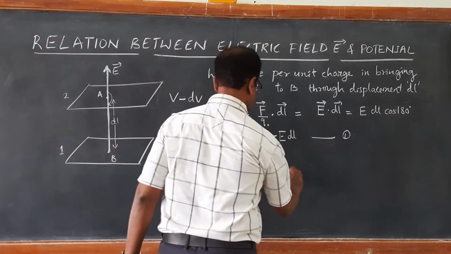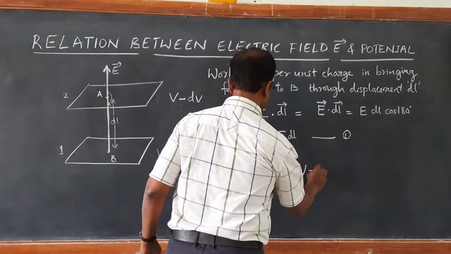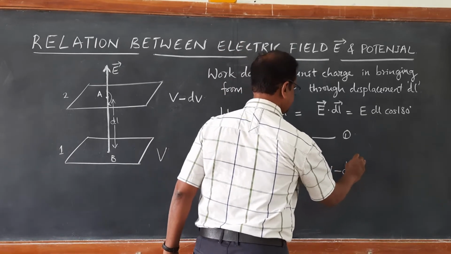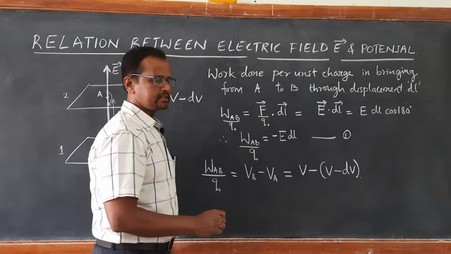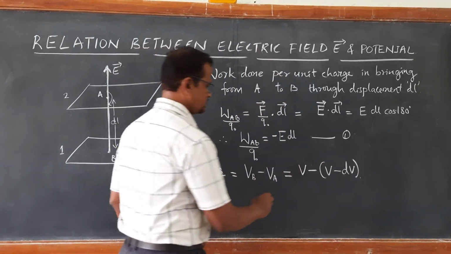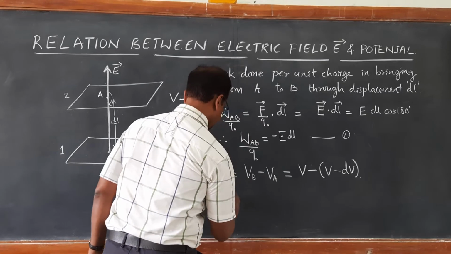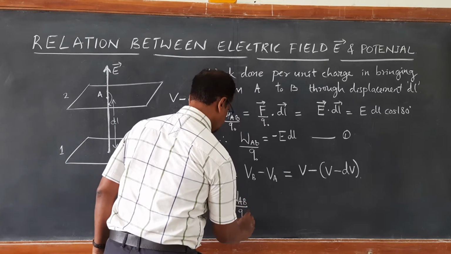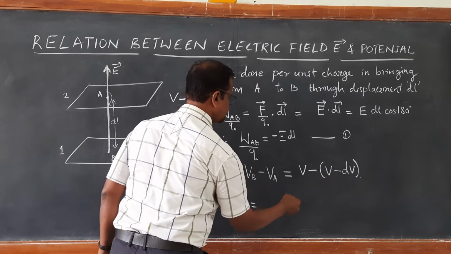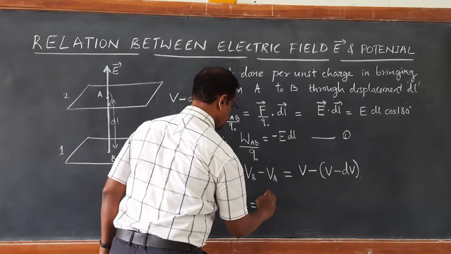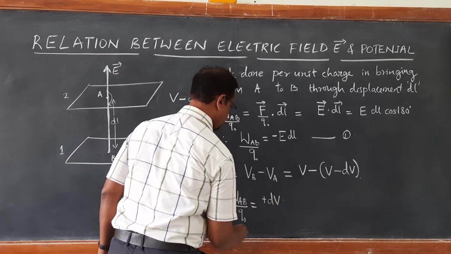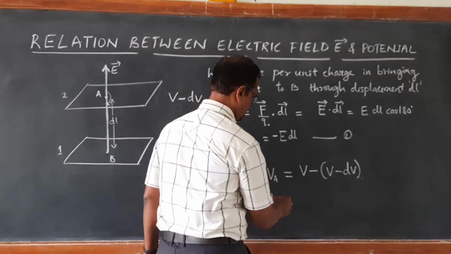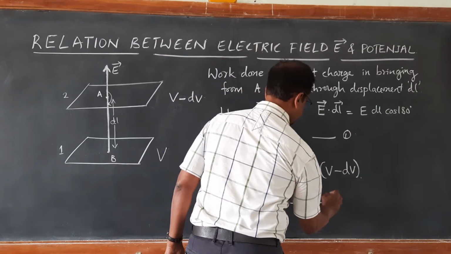Let us substitute this. This becomes V minus V minus dV. V cancels. So, you are left with work done per unit charge becomes minus of minus, plus. So, it becomes dV. You can call this equation 2.